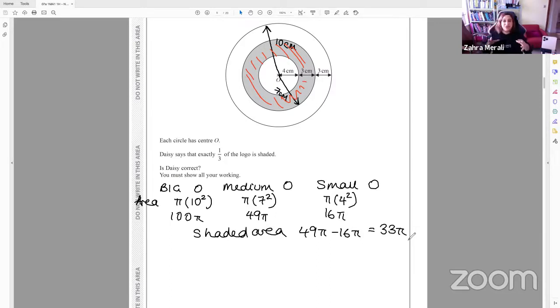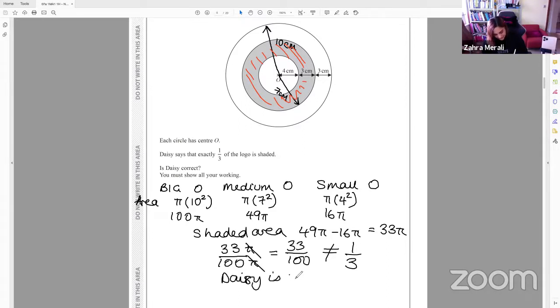My total area, so the area of the big circle, is 100 pi. So if we do 33 pi over 100 pi, the pi's cancel. We're left with 33 over 100, which is not the same as 1/3. So is Daisy correct? Daisy is not correct because it's not exactly 1/3.